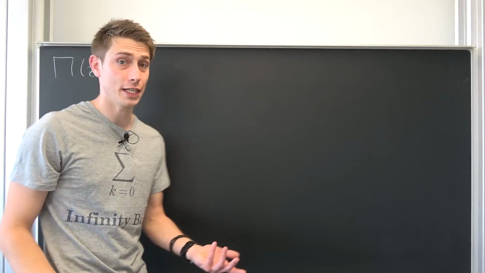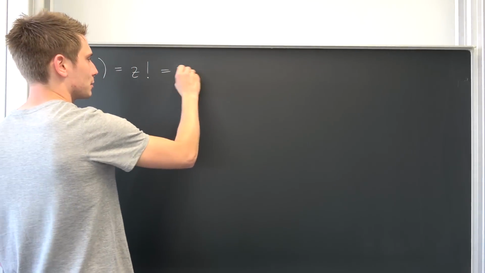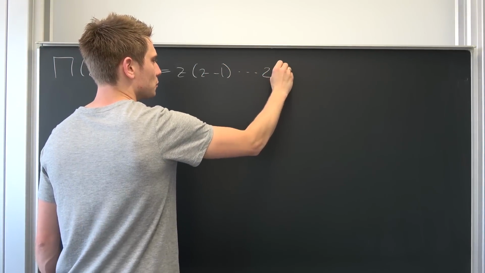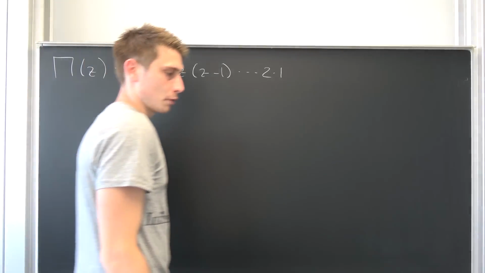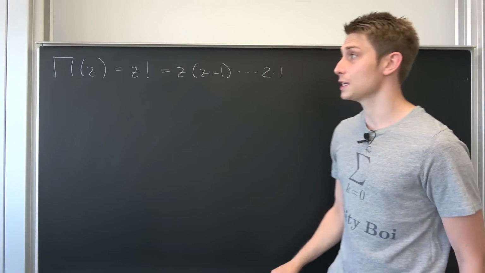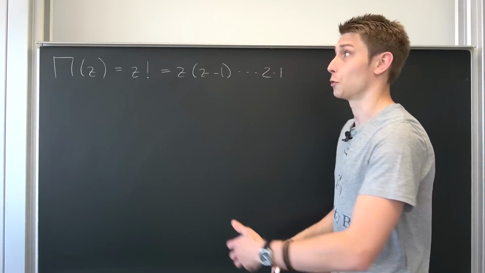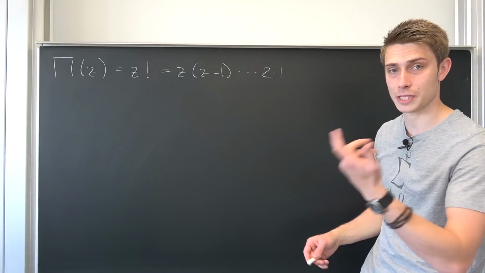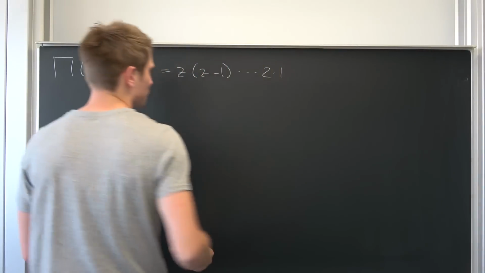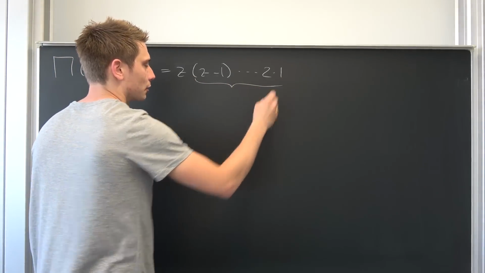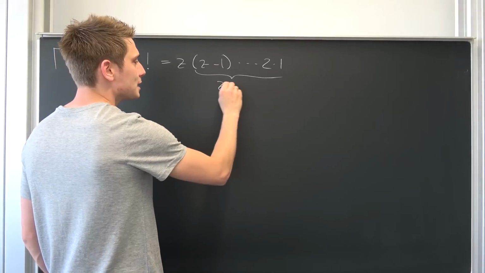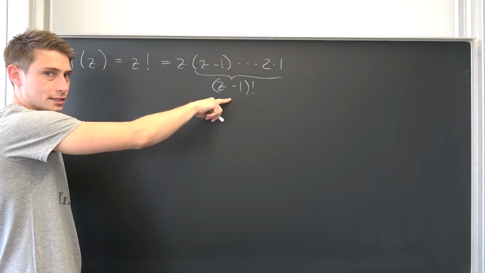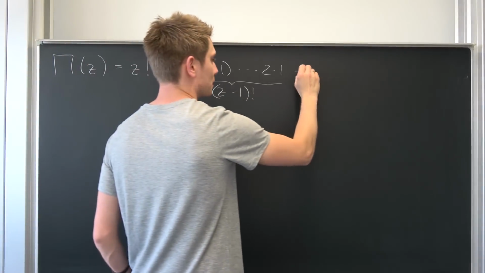And at integer values it works nicely, so that's nothing but z times z minus 1 times and so on, up until 2 times 1. What I want you to notice is that just like the regular factorial, the pi function right here is defined recursively, and here comes in our first definition. So if we take a look at just this part right here, this is nothing but z minus 1 factorial. And like I said in the beginning, z minus 1 factorial is nothing but gamma of z.